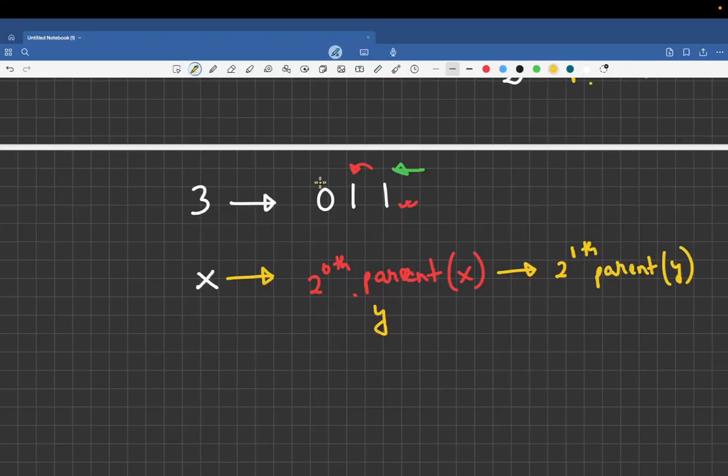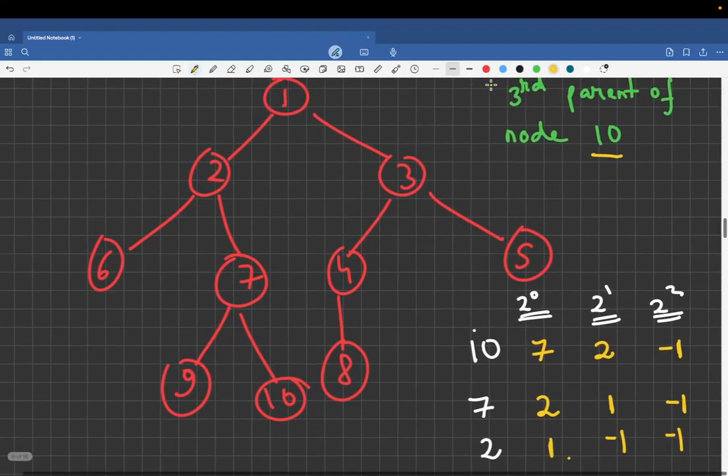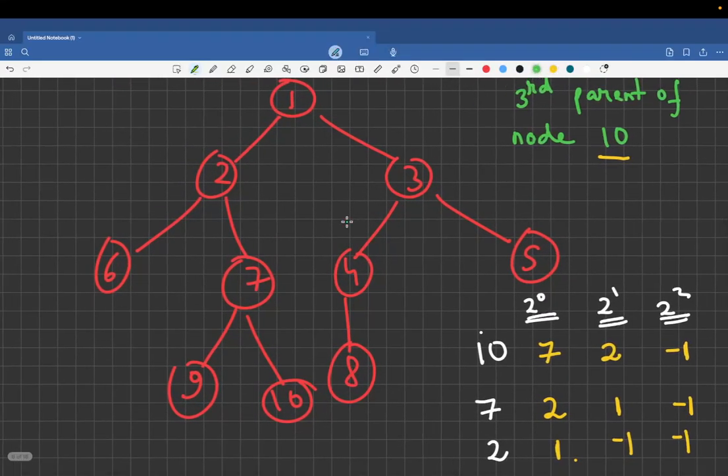So basically what I mean is, the third parent for node X is actually 2 power 1th parent of 2 power 0th parent of X. Let us understand this with the help of this example. I want a third parent of 10, right?